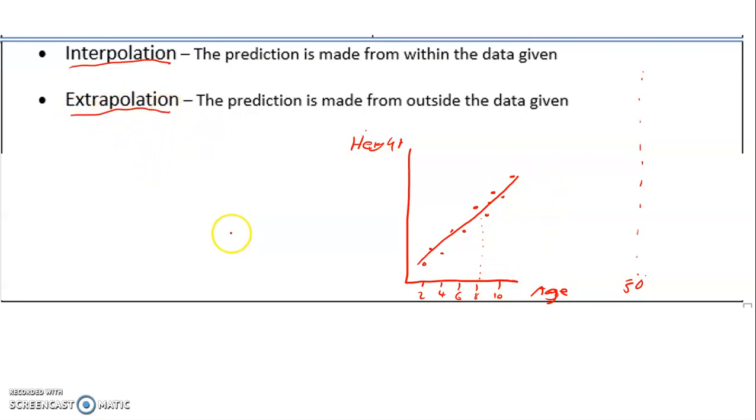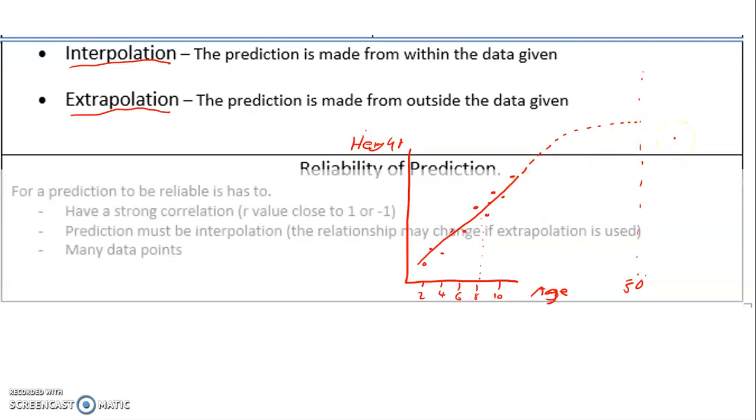Now we're going to talk about why that can be an issue in a moment, but the reason I've used height and age is when you hit, say, 16, 18, 20, whenever it happens to be, if we continue this line on, it's going to stop being a linear equation. This is an issue with extrapolation, is we don't know if this relationship is going to stay the same.